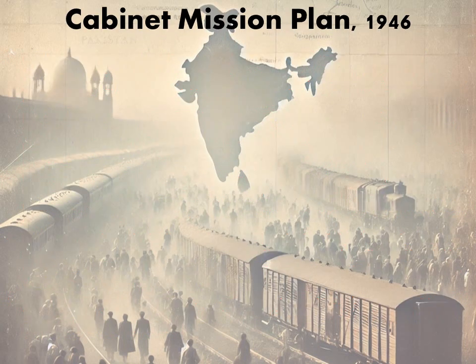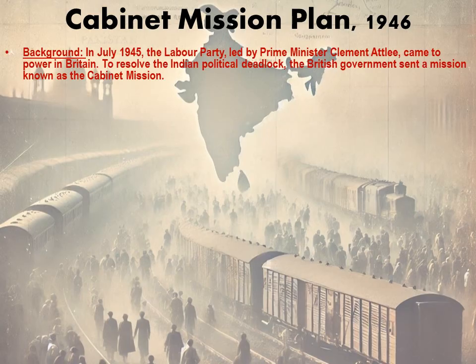The next main thing that happened is the Cabinet Mission Plan of 1946. Background. In July 1945, the Labour Party, led by Prime Minister Clement Attlee, came to power in Britain. To resolve Indian political deadlock, the British government sent a mission known as the Cabinet Mission.